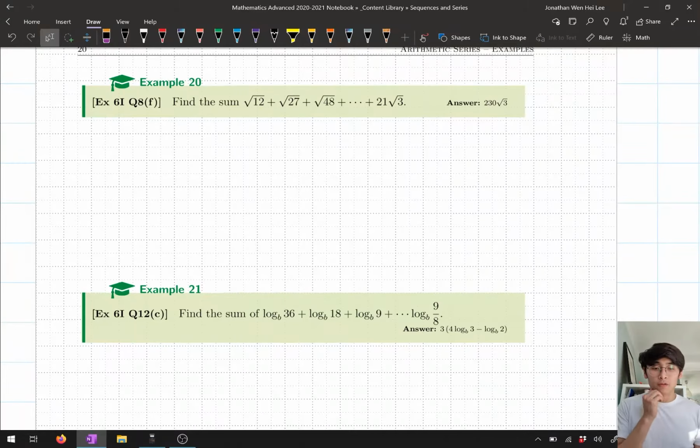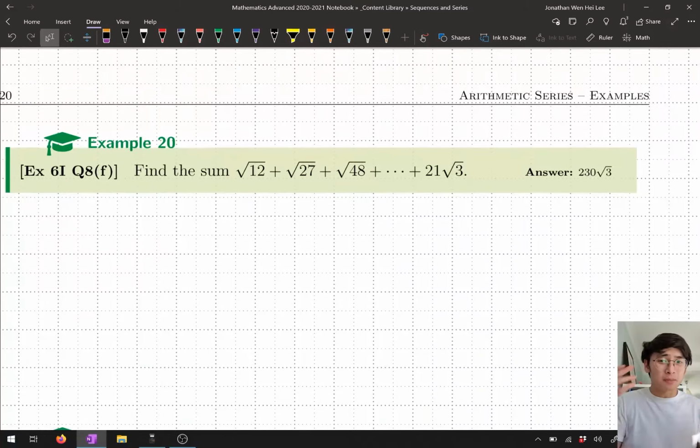Here, find the sum of square root 12 plus square root 27 plus square root 48 plus all the way to 21 root 3. Okay, now here, you might be thinking, this doesn't look like an arithmetic progression, but if we do a little bit of working out, we can actually show that this is going to be an arithmetic progression.